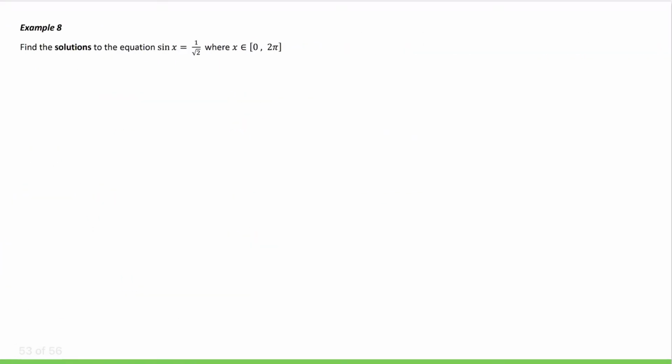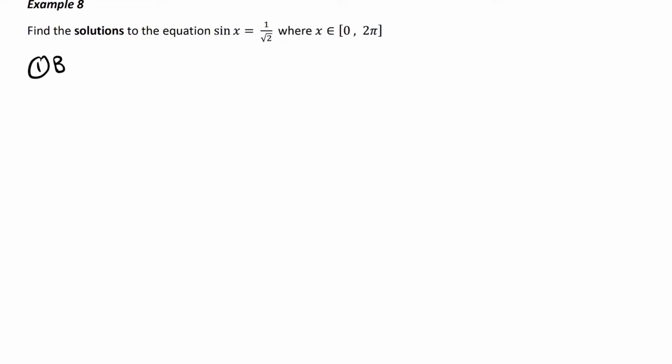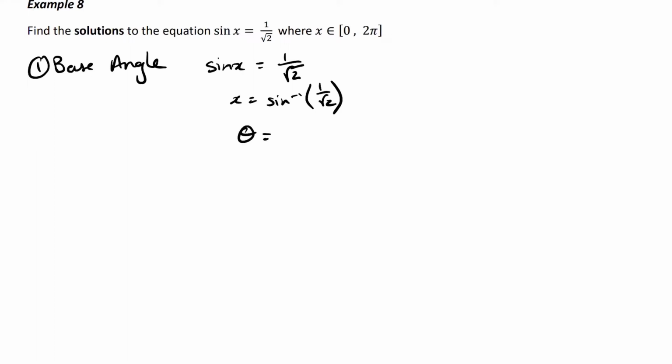So let's go ahead and do this algebraically. Find the solutions to these equations. So as we said, the first step is to find the base angle. So I have sine x equal to 1 on root 2. If there's a negative, you can just ignore it, but x will be equal to sine inverse of 1 on root 2. So what I'm thinking here is sine of what gives me 1 on root 2. And if you consult your exact values table, that'll be pi on 4.